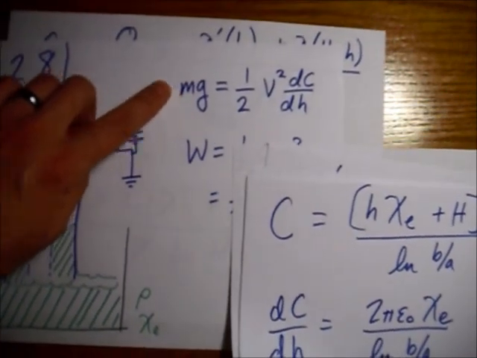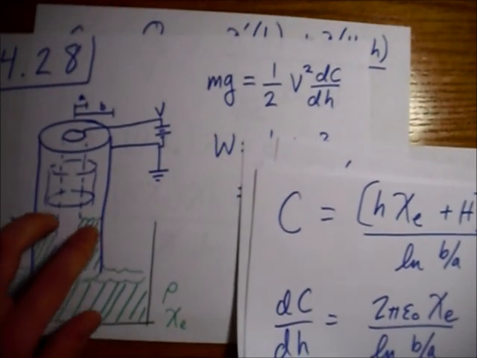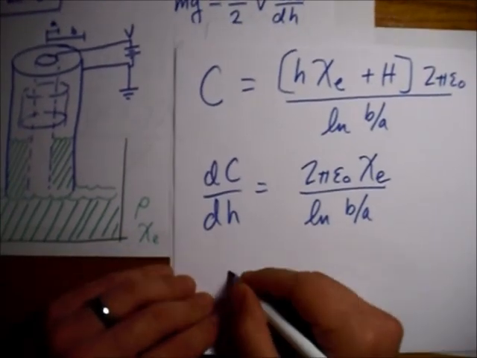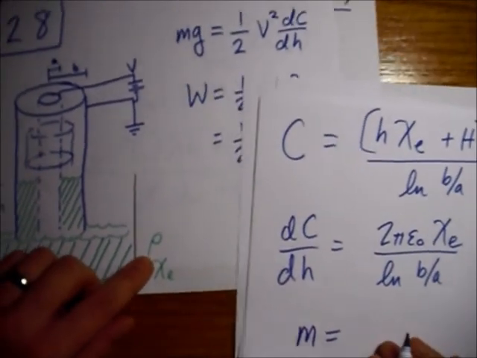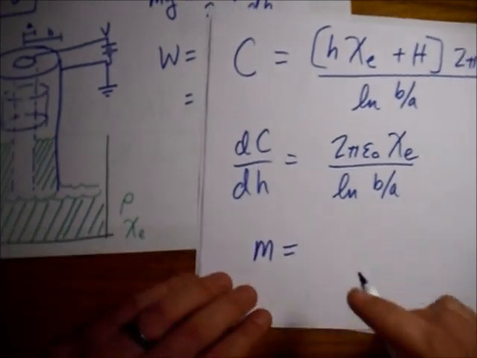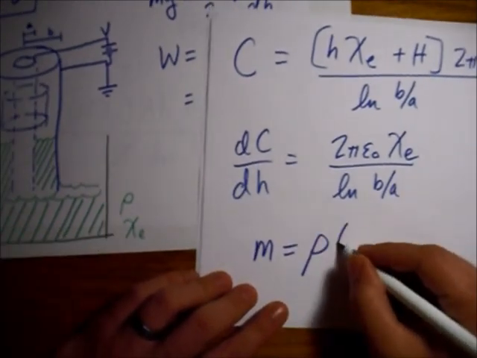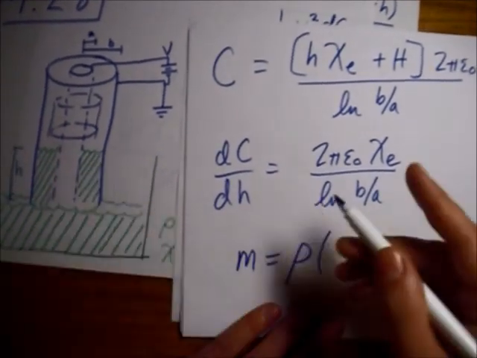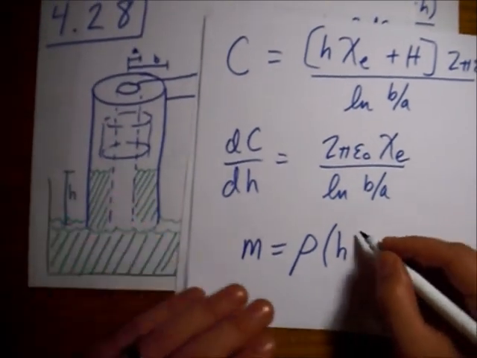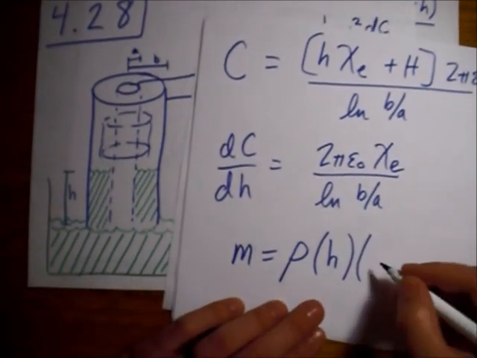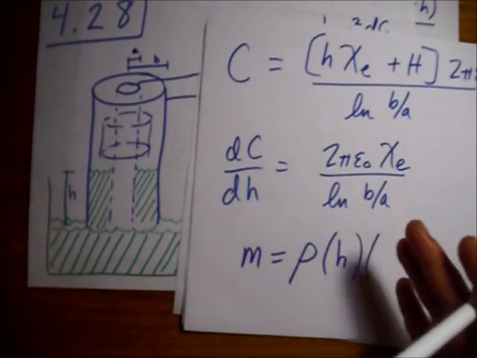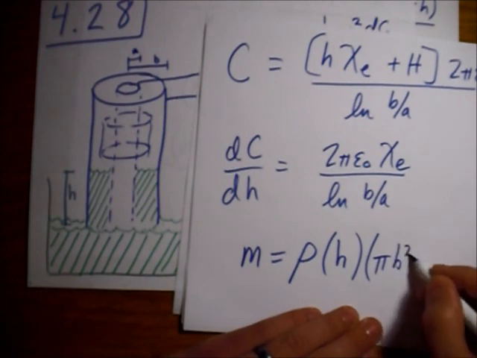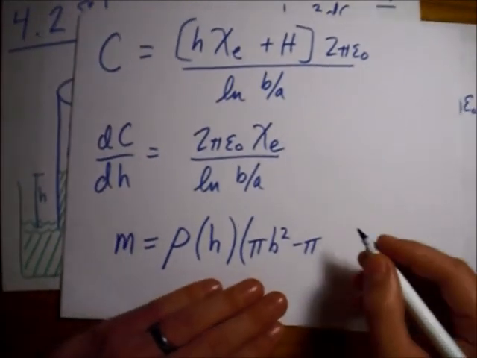So M is the mass of the oil that has risen in this tube, which is equal to the mass density multiplied by the volume. So there's a rho there. And now we just need the volume of this oil, which has a height of little h. And then it's just the area of the big one minus the area of the small one. So that's pi b squared minus pi a squared.